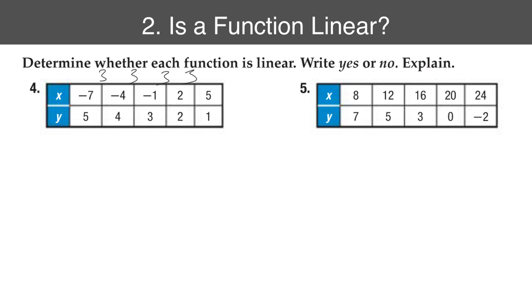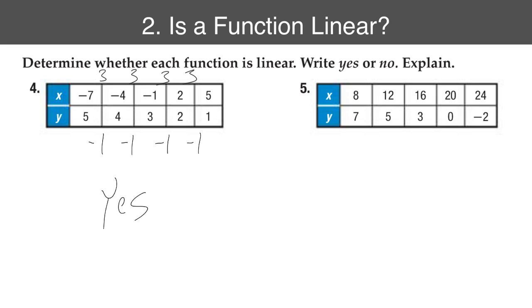Now let's go to our y's. We would say 4 minus 5, which would be -1. We would say 3 minus 4, which again is -1. 2 minus 3, which is -1, and finally 1 minus 2, which is -1. So the x's never change, the y's never change, so is it linear? Yes, it is.